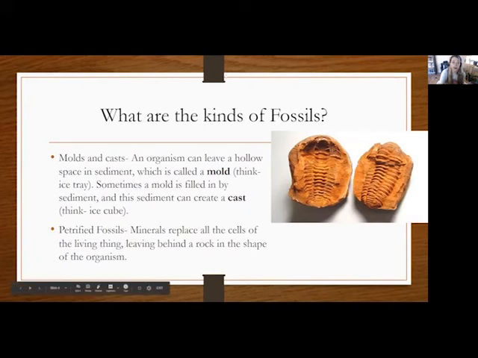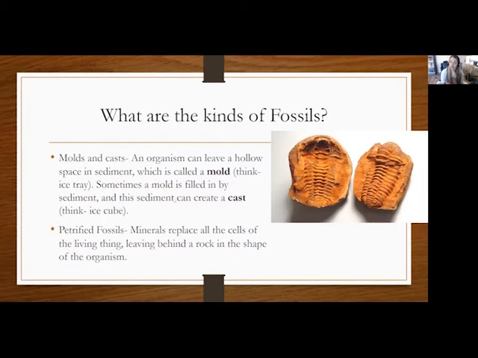On the screen, you can see to the left, I don't know if you can see my cursor, but maybe it's recording it. If not, in this image on the left-hand side, you have what would be considered a mold because it's kind of like an ice cube tray for the cast, okay?